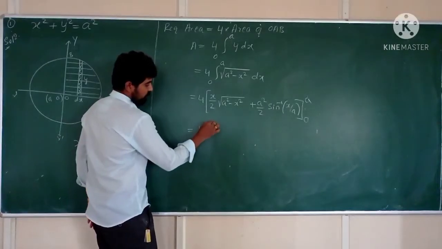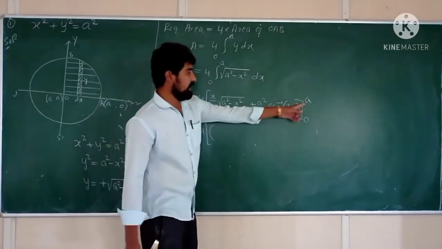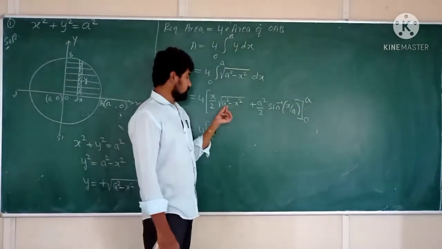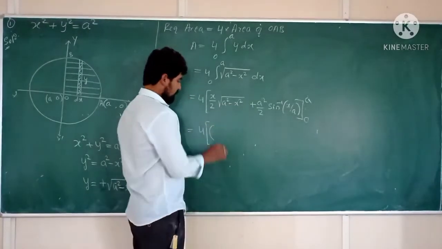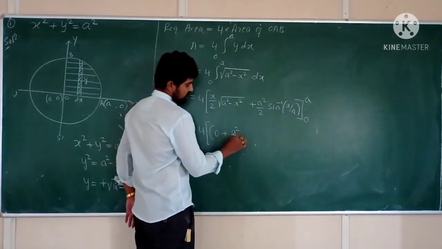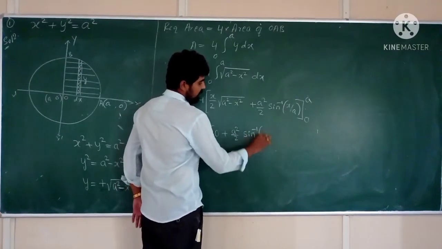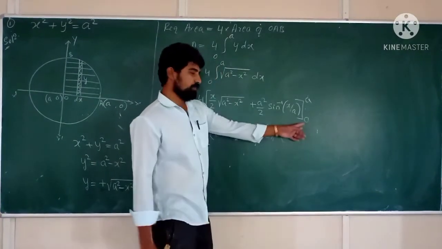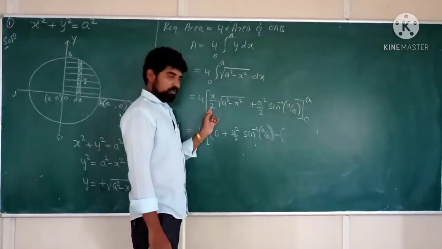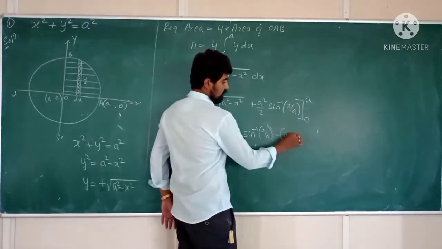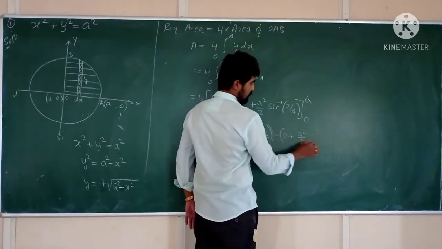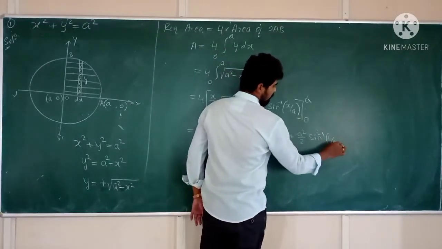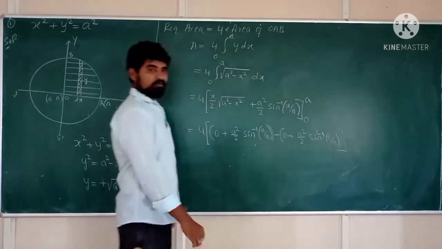So which is equals to 4 times of upper limit is a by 2 into square root of a square minus a square. So square root of a square minus a square is 0. 0 into anything is 0, plus a square by 2 into sin inverse of a by a, minus lower limit is 0. So 0 by 2 is 0, 0 into anything is 0, plus a square by 2 into sin inverse of 0 divided by a. I hope all of you understand it.